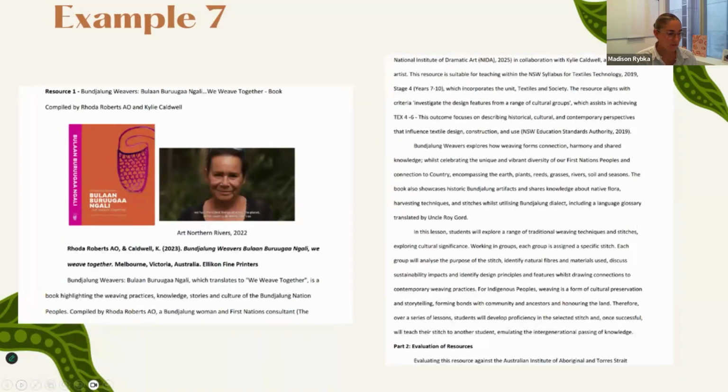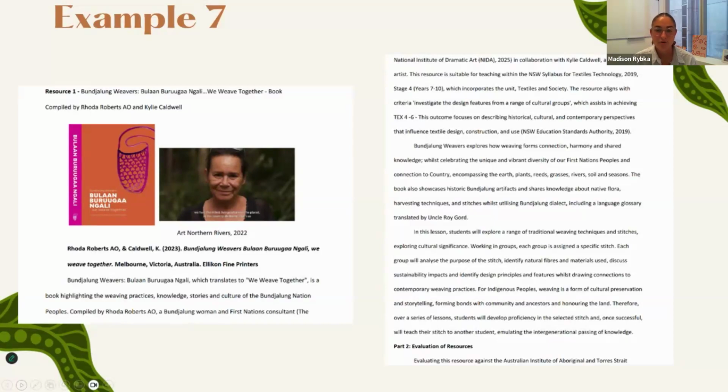And then lastly, I thought this was so creative. This is Bungjalung Weavers. They've used this book. The student doing this was doing textiles for all three of her resources. She's gone into detail about what this book does, weaving practices, knowledge, stories, and then explains how she would use this within the New South Wales syllabus for Stage 4, or Years 7 to 10. Even popped in the outcome code, investigate the design features of a range of cultural groups. Bundjalung Weavers explore how weaving forms connection, harmony, and shared knowledge. Then she breaks down information around that.